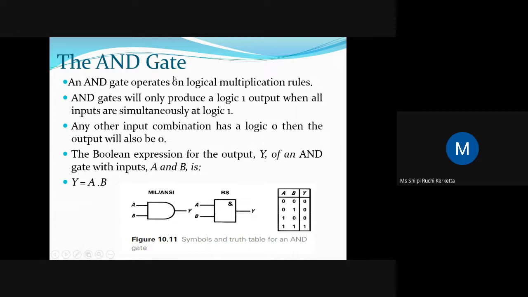You write all these things. You write the expression, you draw this symbol. Drawing this Boolean symbol is not that necessary, but this symbol and this truth table is the most important. Even if you don't write the rest, just draw the symbol and draw this truth table. It is more important.